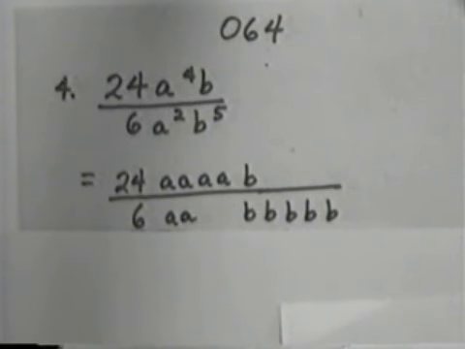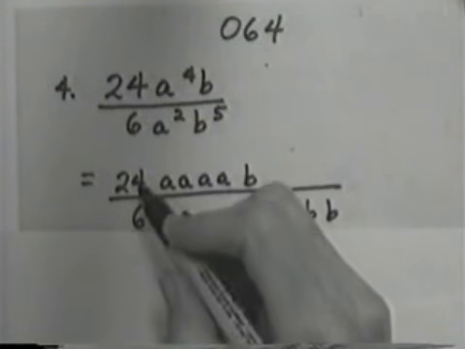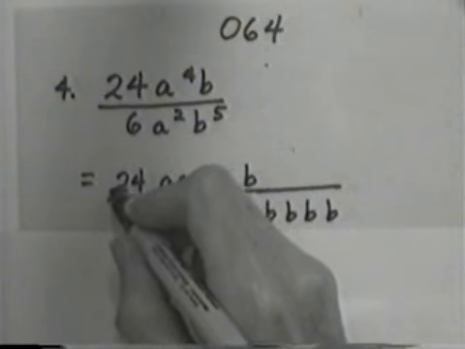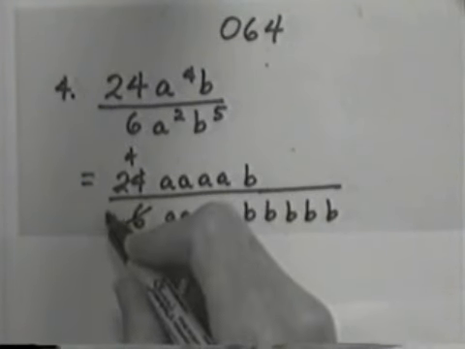Now we get to do what lots of people enjoy doing best, and that is canceling. So let's do our canceling. 24 is above 6. We can divide 6 into each of those. 6 goes into 24 4 times. 6 goes into 6 1 time.